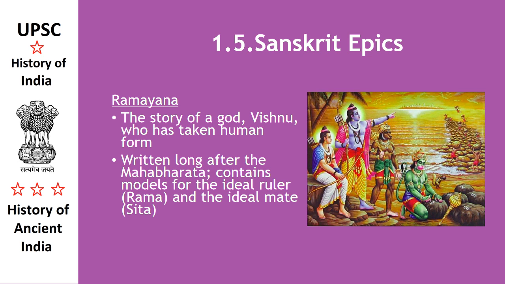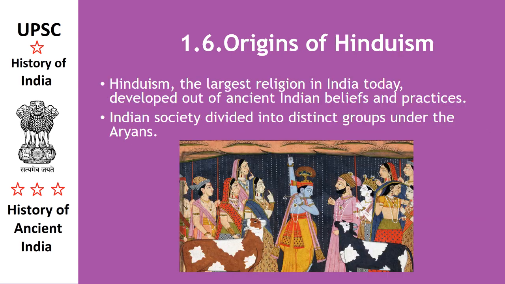Sanskrit epics. Ramayana. The story of a god, Vishnu, who has taken human form. Written long after the Mahabharata, it contains models for the ideal ruler, Rama, and the ideal mate, Sita.